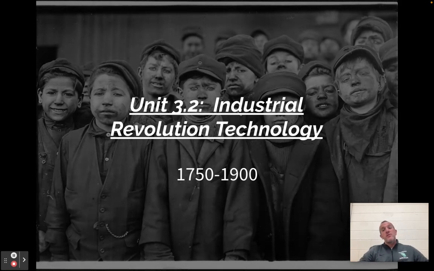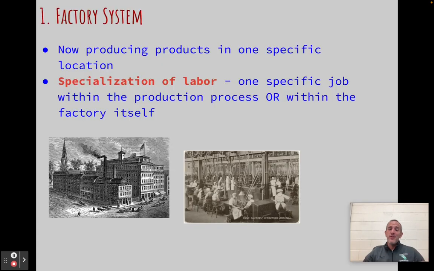So this is the technology. There are a lot of changes that result from the Industrial Revolution, and we're going to chunk them into different groups or categories. Here's the deal with technology. First thing, and we talked about this in the last video and a little bit in class, we have this new thing called a factory and the factory system. A factory is a building or a structure, usually a couple stories high.